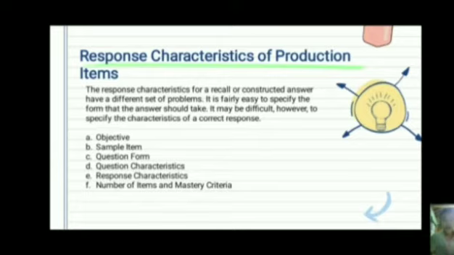There are 6 points to specify the characteristics of a correct response. The first is objective, second is sample item, third is question form, question characteristics, response characteristics, and the last one is number of items and mastery criteria.